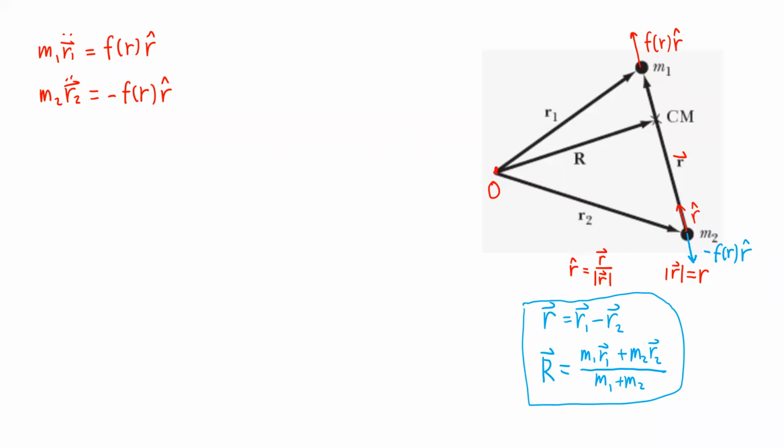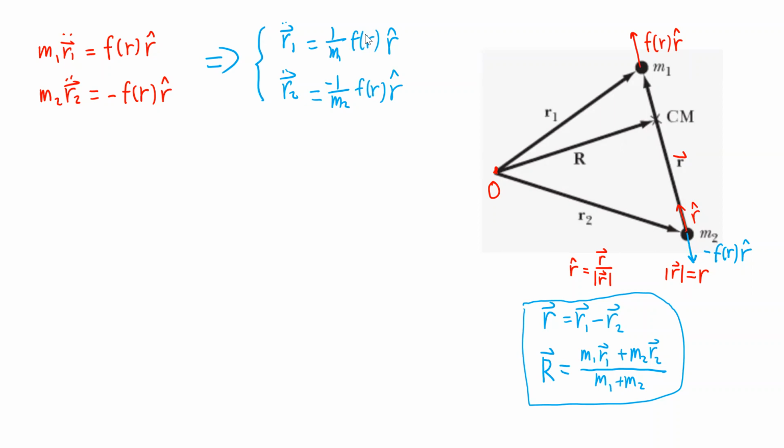Let me rearrange it a little bit. So R1 double dot is 1 over M1 F of R hat, and R2 double dot is minus 1 over M2 F of R hat.